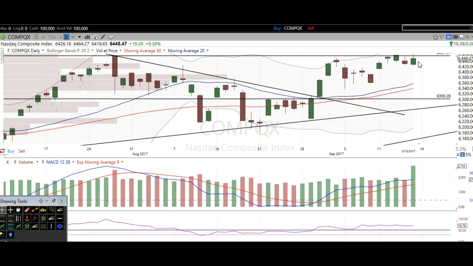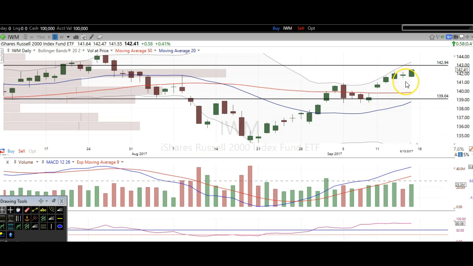But until that happens, there's a big time resistance here, and you can clearly see how it's reacting to it and how it's lagging the other two major indexes. Next, we're going to cover the IWM, Russell 2000.